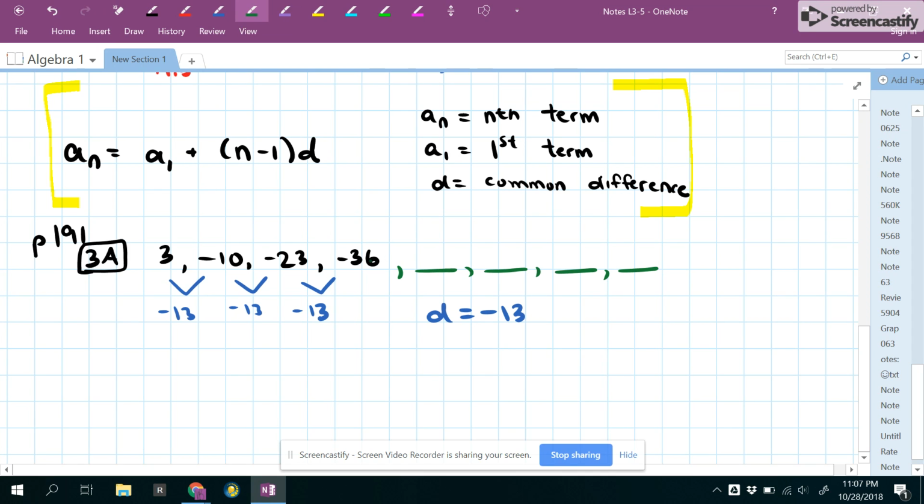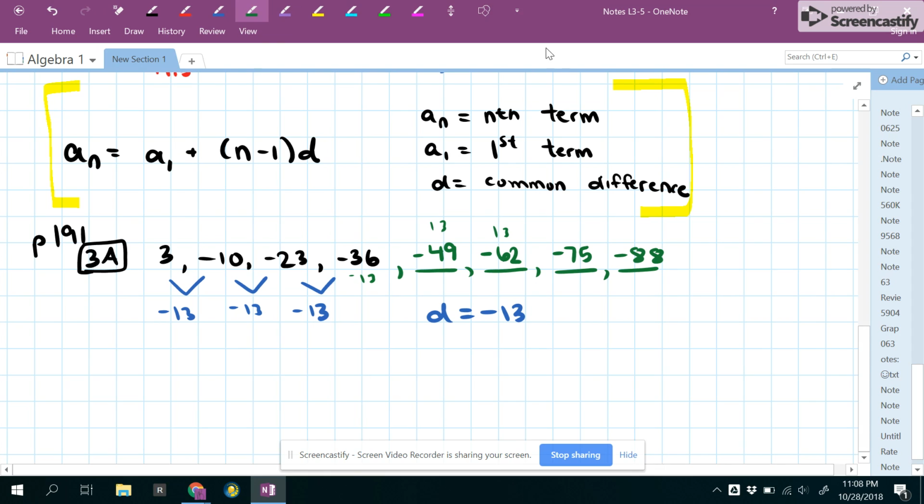So if you subtract 13, you get negative 49. If you do it again, you get negative 62. One more time is negative 75. Finally would be negative 88.